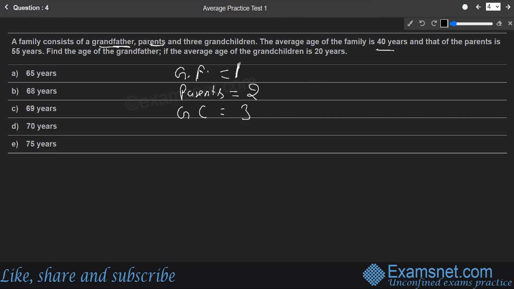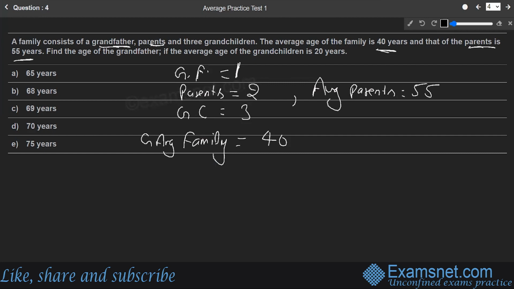Average age of the family is 40 years. The grand average of the whole family of the ages is already given to us as 40. And that of the parents is 55 years. We can write it like this: average of parents is 55 years. Find the age of the grandfather if the average age of the grandchildren is 20 years. The grandchildren's average is also given, 20 years.